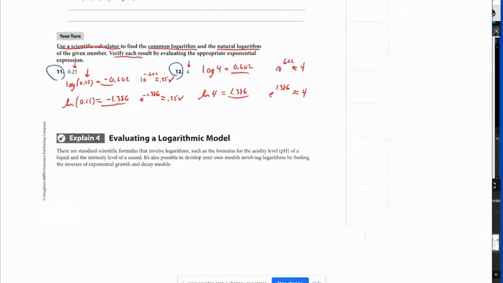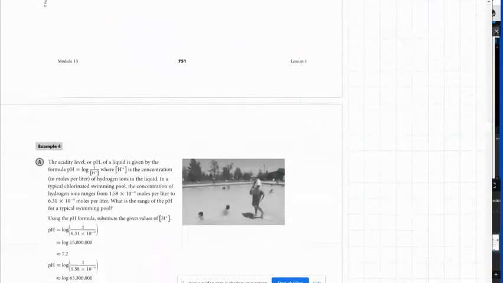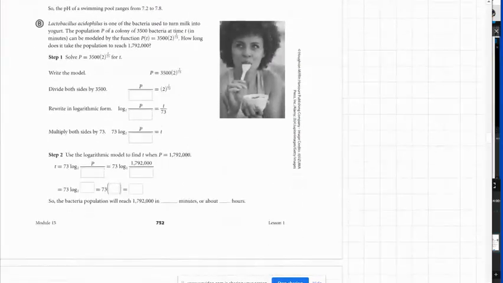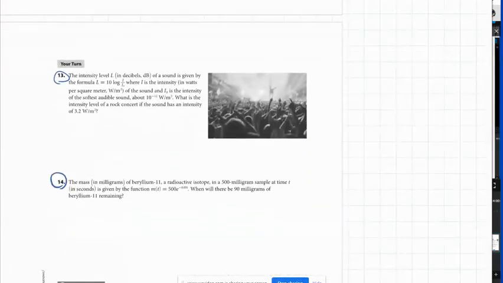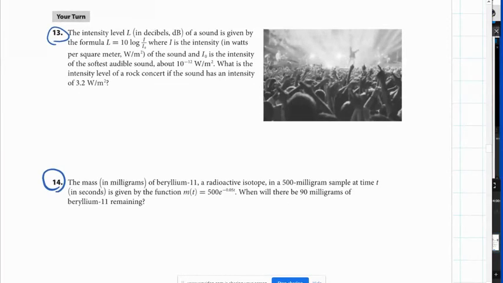All right, and then moving on to some real-life examples. Go ahead and read number 13, and then we'll work that one out together.